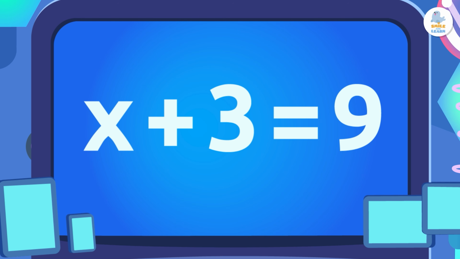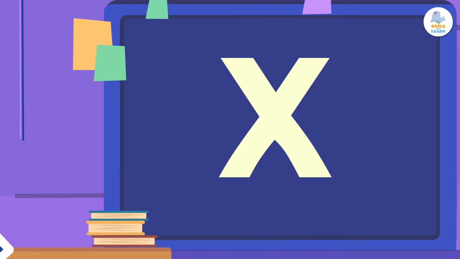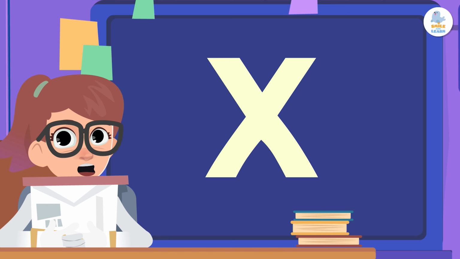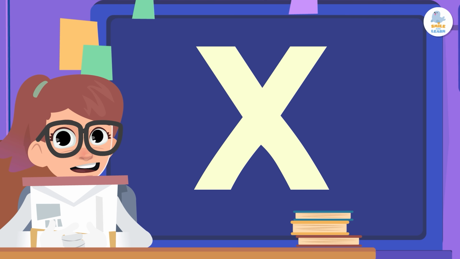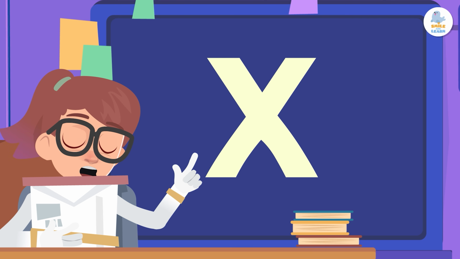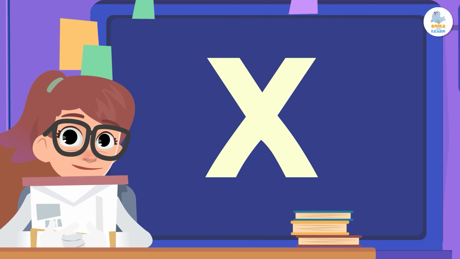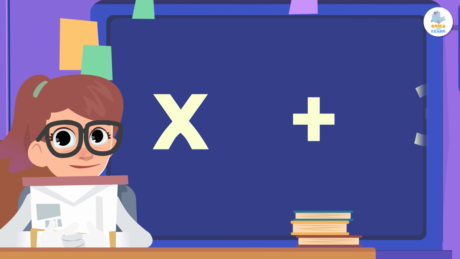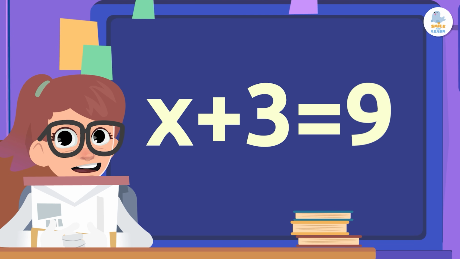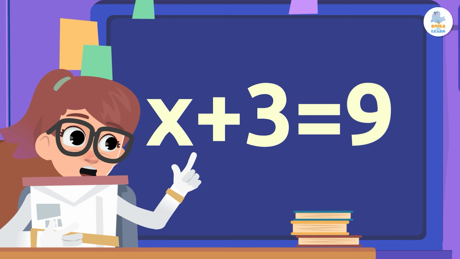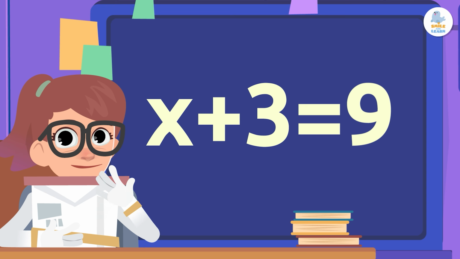Let's solve this equation. As we said before, the main goal of solving an equation is to find the value of x. We do this by isolating it on one side of the equal sign with everything else on the other. When we move parts of an equation from one side to the other, we have to keep the equation balanced, so be careful.